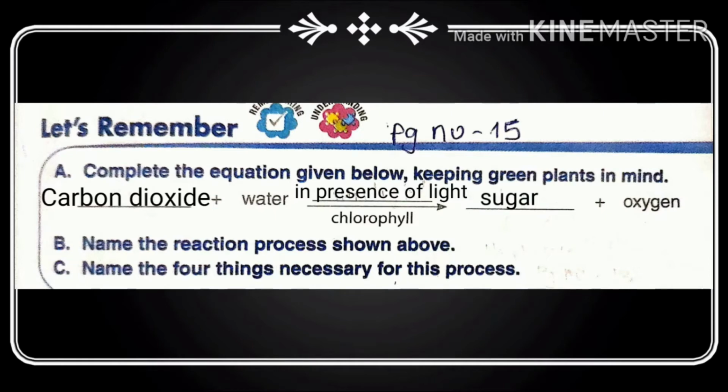and oxygen. The second question is name the reaction process shown above. So that above reaction is of what? Yes, it is of photosynthesis. Then the third is name the 4 things necessary for this process. Now which things are necessary for this photosynthesis process? For that, study the above reaction. You will get the answer. It is carbon dioxide, water, sunlight and chlorophyll. These answers you have to note it down in textbook only.